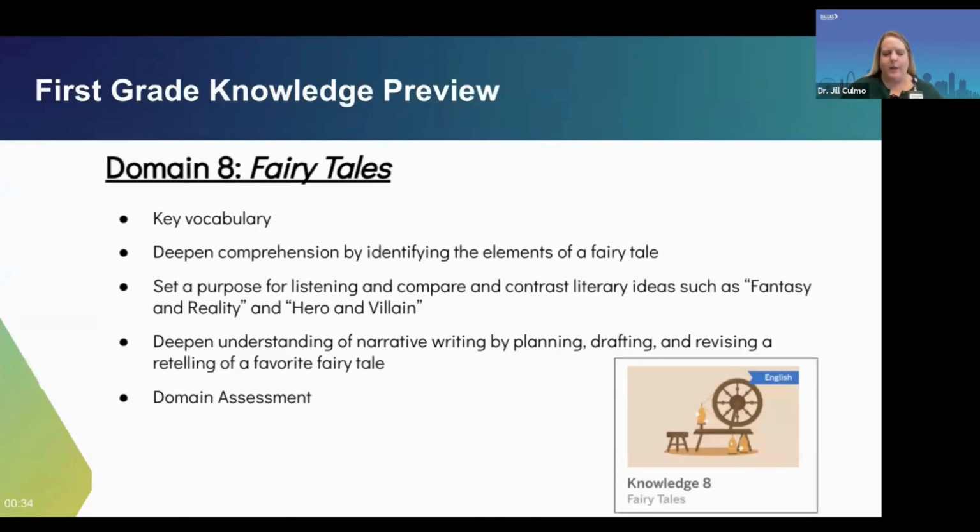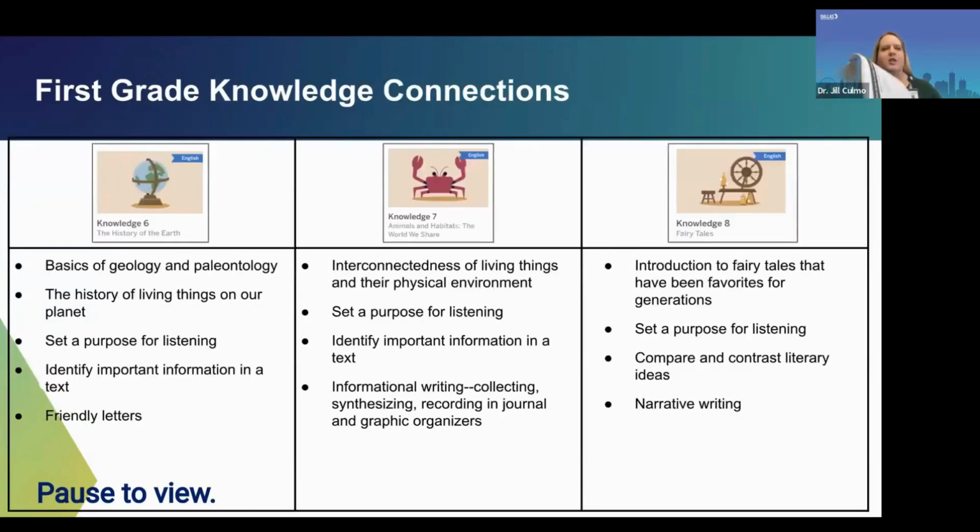They will consider problems and solutions, make interpretations, and compare and contrast different tales. Students will also recognize that fairy tales share the elements of character, plot, and setting that are found in other types of fiction. Now let's look at some connections across the domains in quarter 3 for first grade.